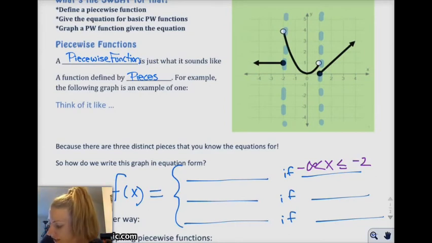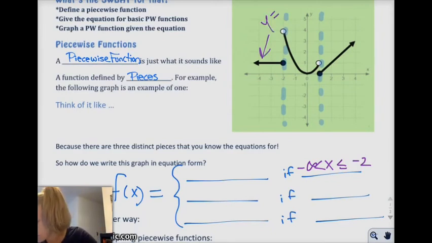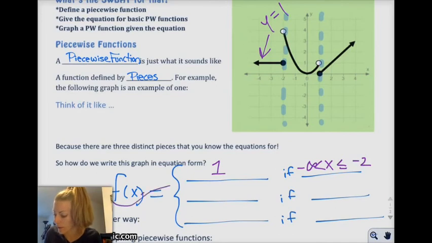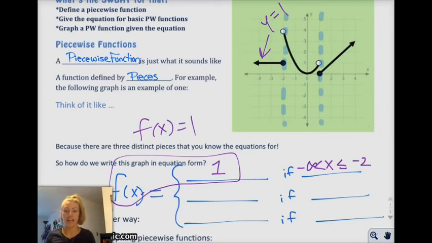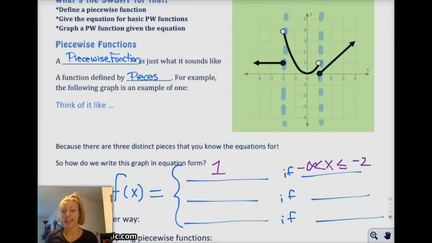Okay, so this function, if it were all by itself, would be the function y equals 1, right? So we would just say f of x equals 1. And so we're just saying that's the equation of the line when x is between -infinity and -2. Okay, next we have to define the next piece. So this was piece 1.